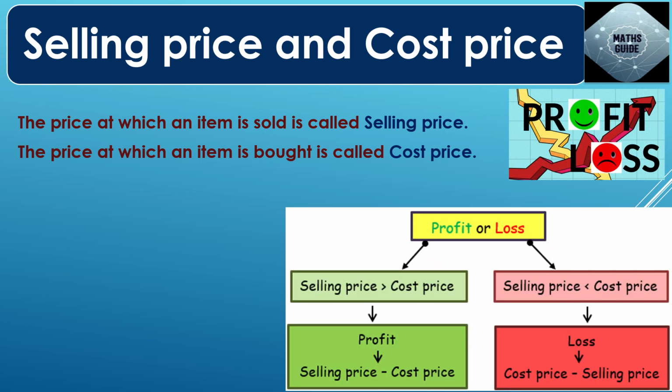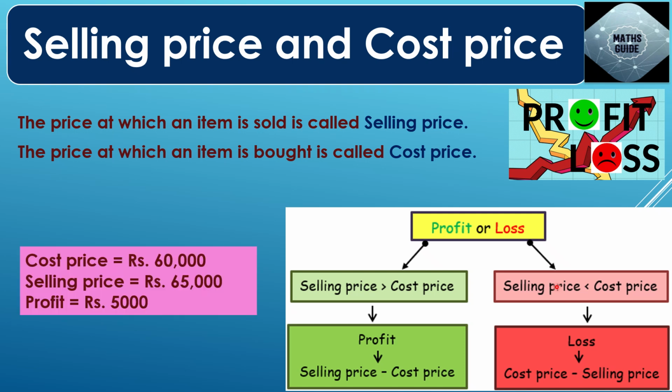We have profit when our selling price is greater than cost price. It means the price at which the person is selling the item must be greater than the price at which it was bought. So selling price greater than cost price means we have profit. The difference of the selling price and the cost price will be profit. And if the selling price is less than cost price, it means you have loss. So the cost price is greater than selling price, that's why it is a loss. It means an item is bought at a higher price than the price at which it has been sold.